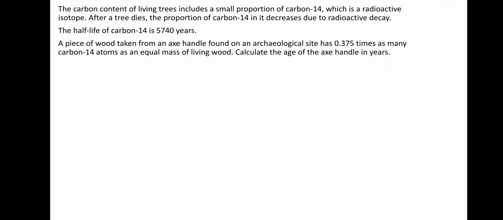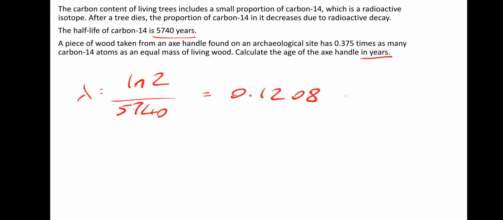So the first thing we need to do is to find the decay constant, and we might as well keep it in years as it wants the age in years. So the decay constant is equal to log 2 divided by the half-life, which is 5,740 years, which will give us a decay constant of 0.1208 times 10 to the minus 3 per year. Okay, so if you've got that, well done. If not, just write this down.